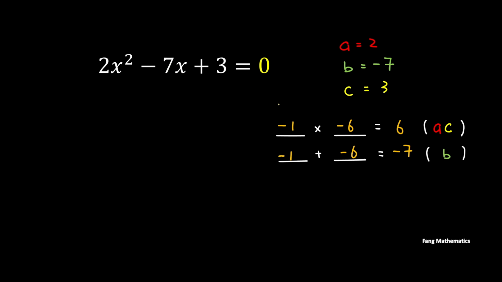And we are to use the two numbers we found and break the minus 7 b apart. You should have minus 1 and minus 6. Attach x on each number and copy everything else back. 2x squared and plus 3 equal to 0.